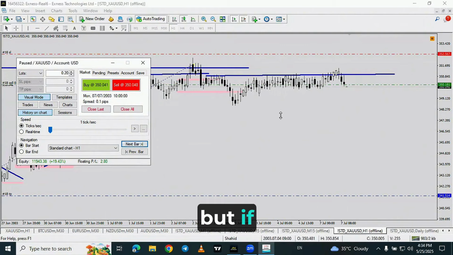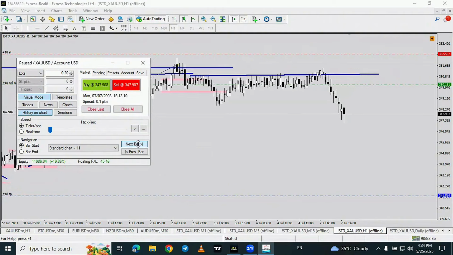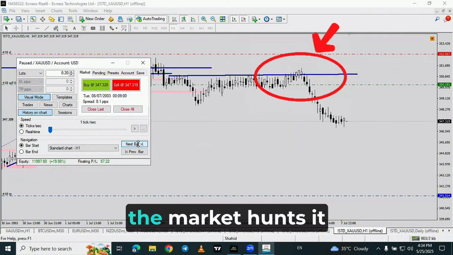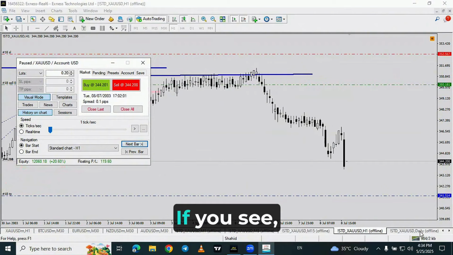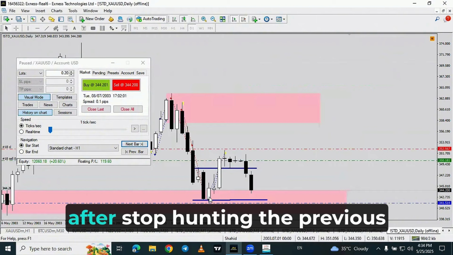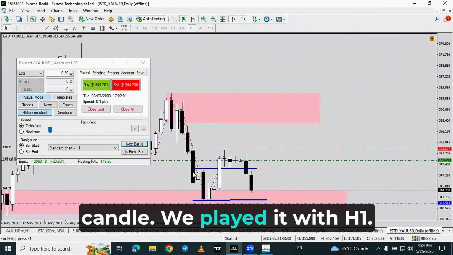We'll buy here, but if the market hunts it near our zone, we'll buy it because it's liquidity. If you see, it's coming with an engulfing after stop hunting the previous candle. We played it with H1.